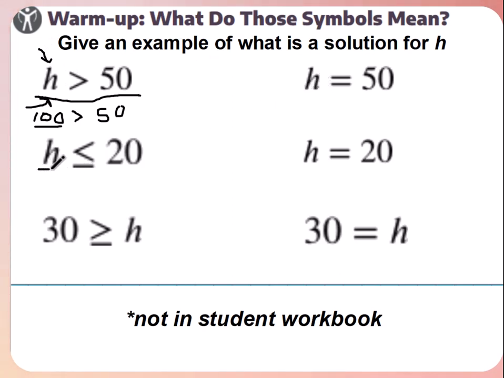For H less than or equal to 20, we can substitute in 20 to make this true, because it does include the equal sign on the bottom. But 20 is not less than 20, but it is equal to. It's less than or equal to. Or any numbers less than 20, such as 19, that works, because we have the less than or equal to. You can think of others as well. 0 works. Anything on the number line to the left of 20.